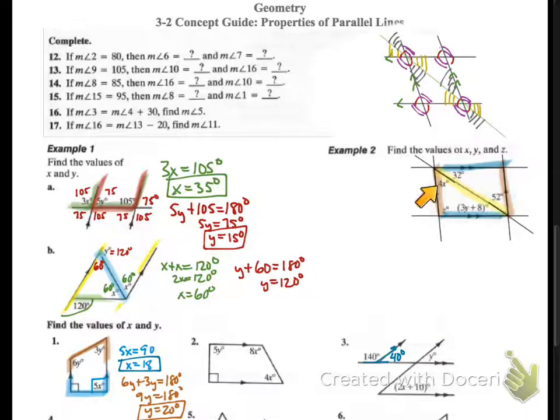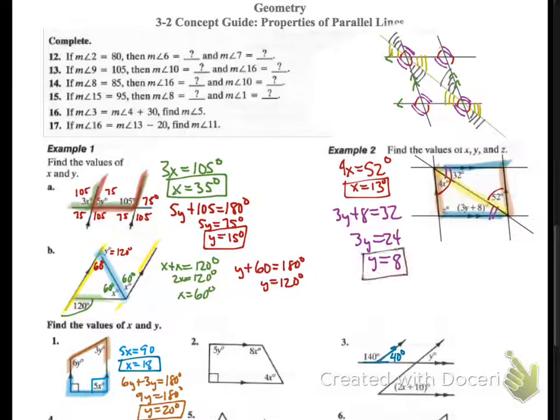To solve for x, this yellow line, and well, the orange line is the yellow line. These are alternate interior angles. So x is equal to 52 degrees. That's how we can solve for x. Similarly, with the blue line, yellow transversal, blue line, we have congruent angles. 3y plus 8 equals 32, so y equals 8.